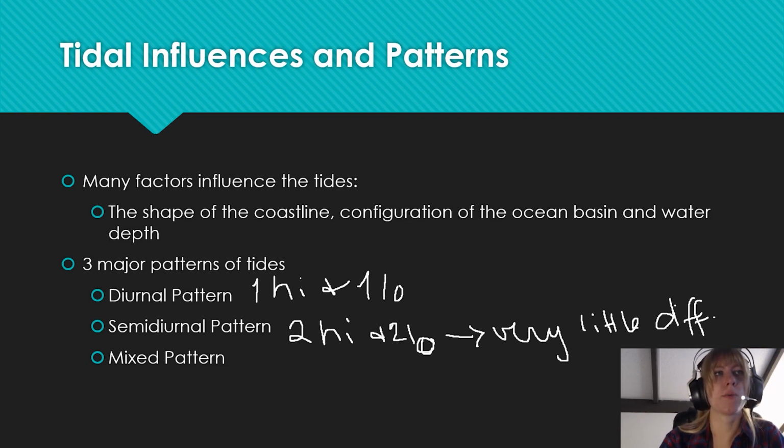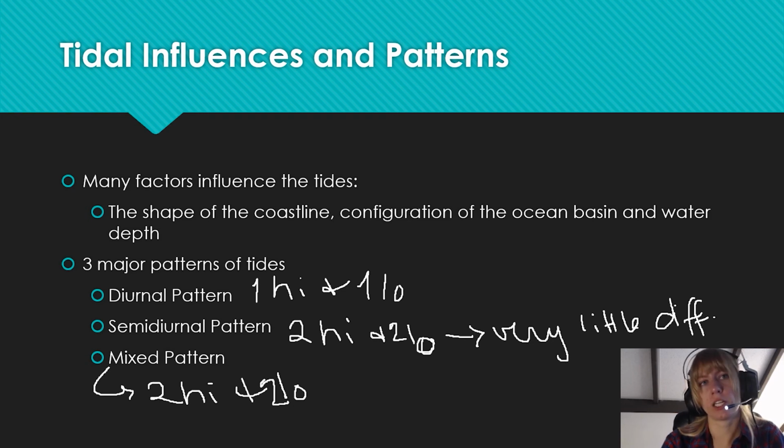And then we have the mixed pattern. So the mixed pattern is when you're going to have two high and two low each day. And there are large inequalities with the high and low water heights or both. These are what you're mostly going to have along the Pacific coast of the United States, where you could have a super high tide and then a very little low tide, or a kind of low high tide, but a very large low tide.